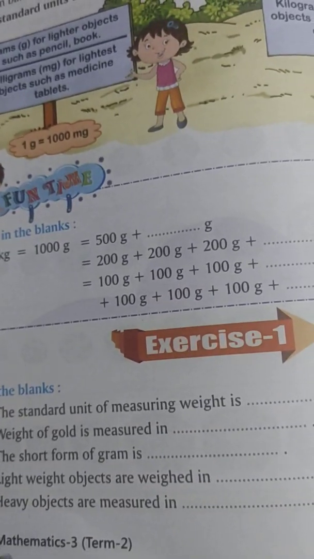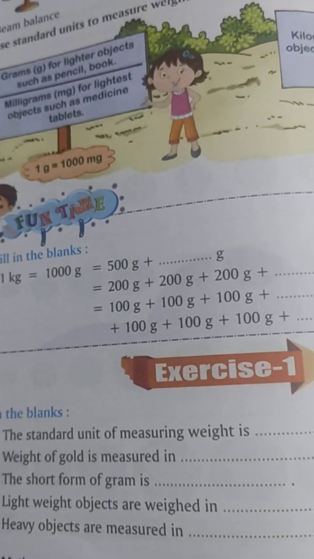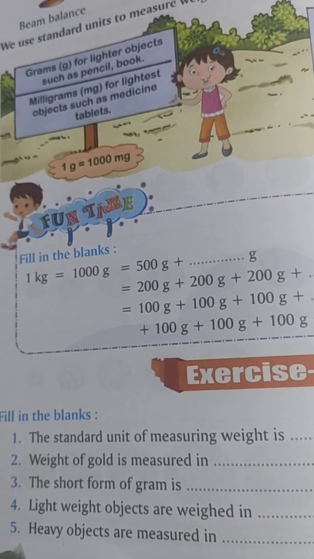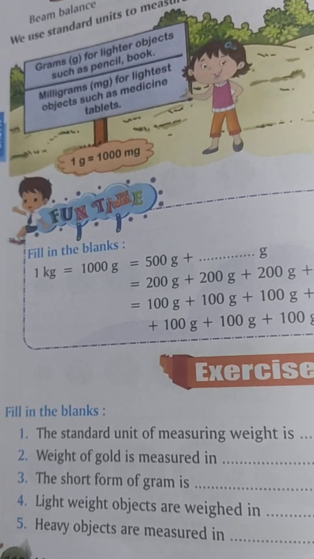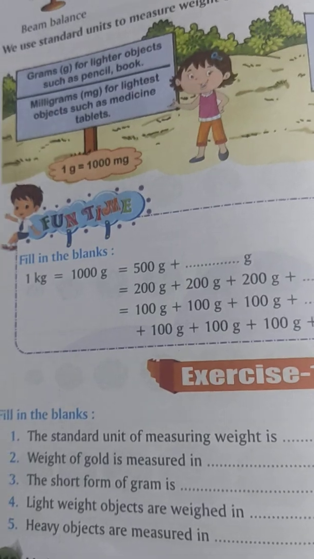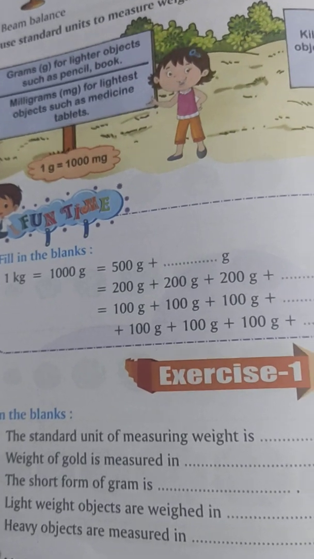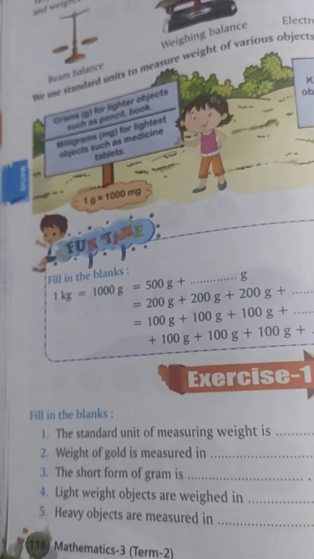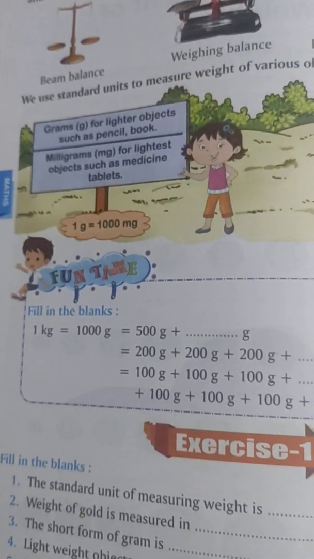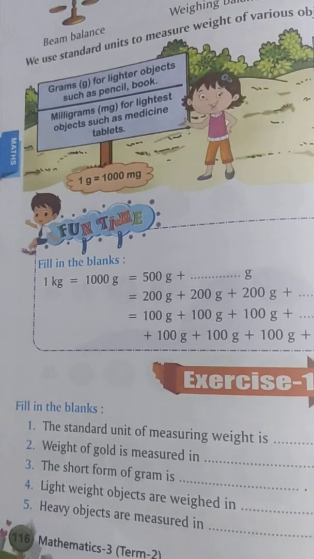That is, the standard unit of measuring weight is kilogram. Weight of gold is measured in gram. The short form of gram is G. Lightweight objects are weighed in gram. Heavy objects are measured in kilogram. You have only two units, okay, that is kg and gram. Kilogram and gram. This is what is there in your syllabus.